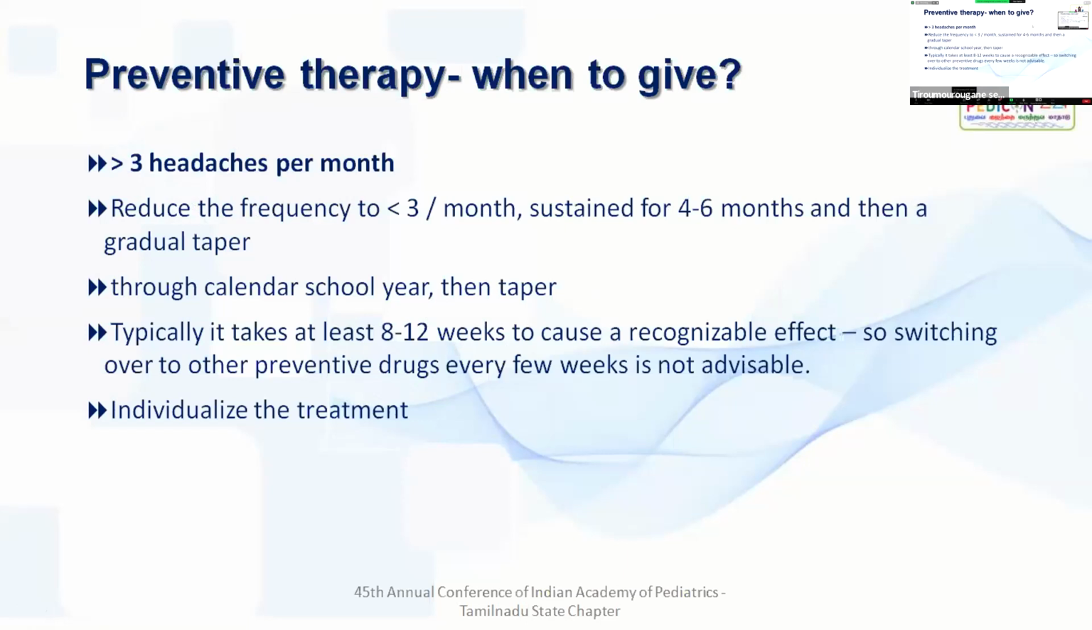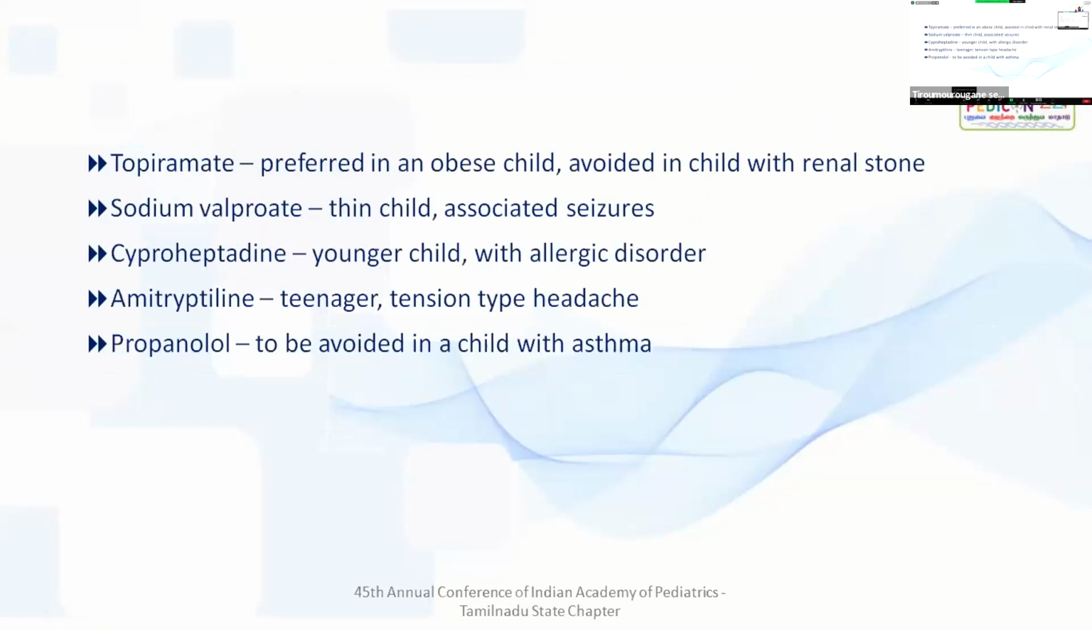Again, one should always remember we have to individualize the treatment. We can choose topiramate; this is preferred in an obese child, but has to be avoided in a child with a renal stone. Sodium valproate is indicated in a thin child, and if the child has associated seizures, this is the preferred drug. Cyproheptadine in a younger child: syrup preparations are available, so this will be useful in a younger child, and if the child has associated allergy, this will be the most appropriate. In a teenage female, especially with tension type headache, antidepressants are the preferred drug. Propranolol has to be avoided in children with wheezing bronchitis and bronchial asthma.